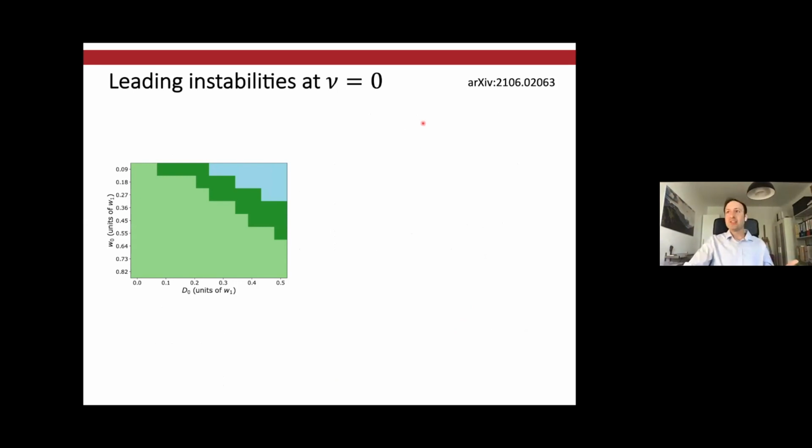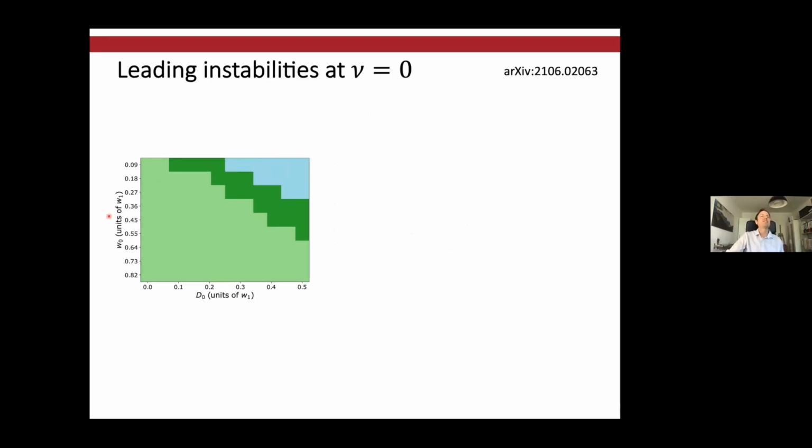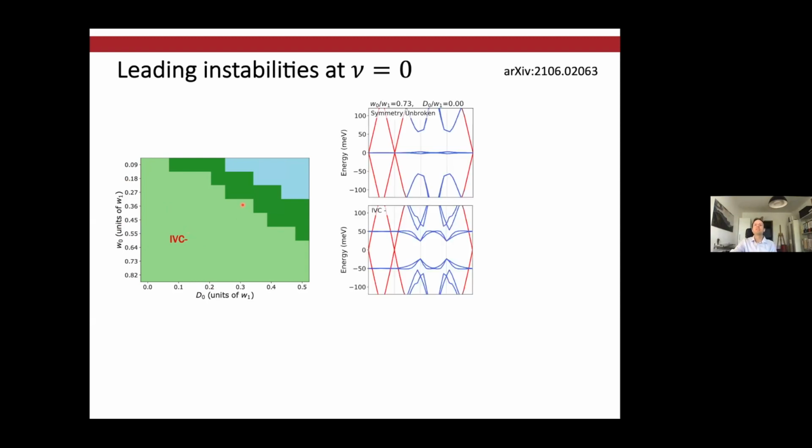So maybe let's start at the charge neutrality point. And here, let's draw a phase diagram. So this is the W0, again, this intra-sublattice tunneling matrix element. Previously, we focused on W0 being 0, and D0 is the displacement. And there's this green region here where we find some inter-valley coherent states. So here you can see the band structure.